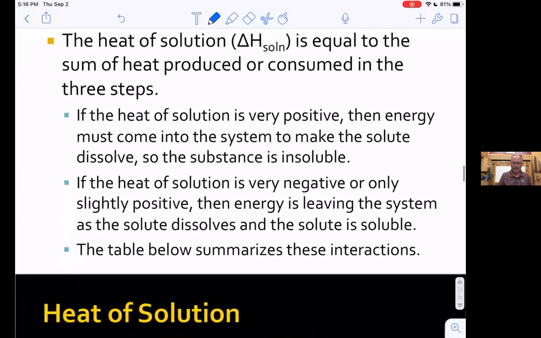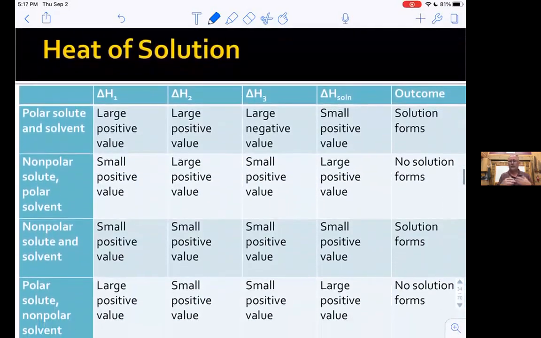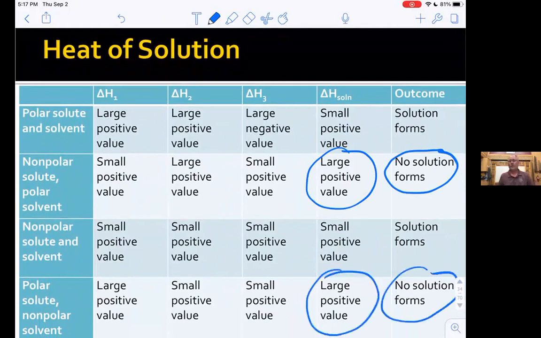Now, there's a table here that summarizes all these interactions, and it's confusing, and it's got a lot of nonsense in here. But just focus on these last two parts here, the outcome. No solution forms when you have really large positive values. In other words, much more energy would have to come into the system in order for them to dissolve. And then also no solution forms, look once again, when you also have a large delta H of solution. So once you add all of them together, if you end up with a large positive value, it means that a lot of energy is necessary and you're not going to get a solution to form, regardless of what its polarity is.